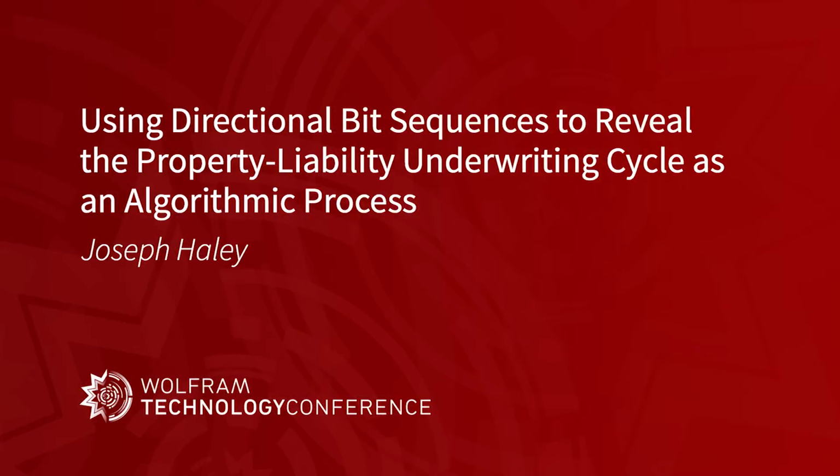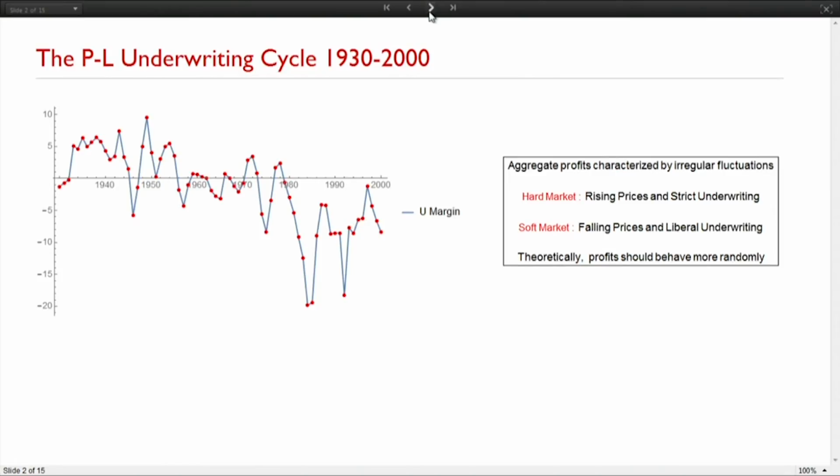I'm talking about the property and liability underwriting cycle. The property and liability underwriting cycle is simply a profit cycle for the underwriting activities in the property and liability industry. You can see I got the data there from 1930 to 2000. It's kind of old, but I had some continuity problems I didn't want to take time to mess with, so I stuck with 1930 to 2000.